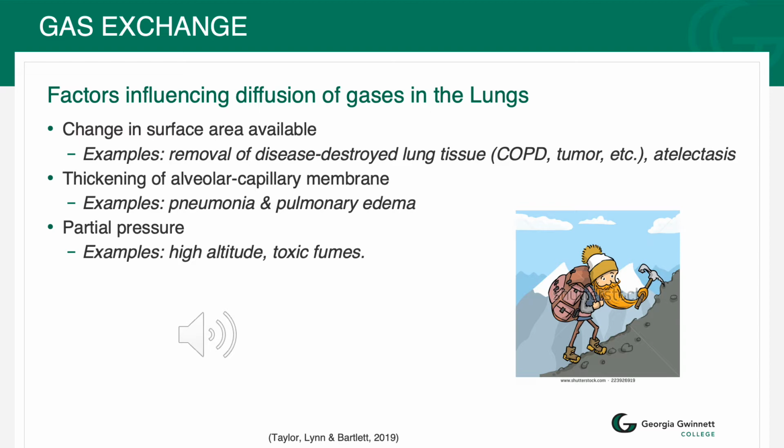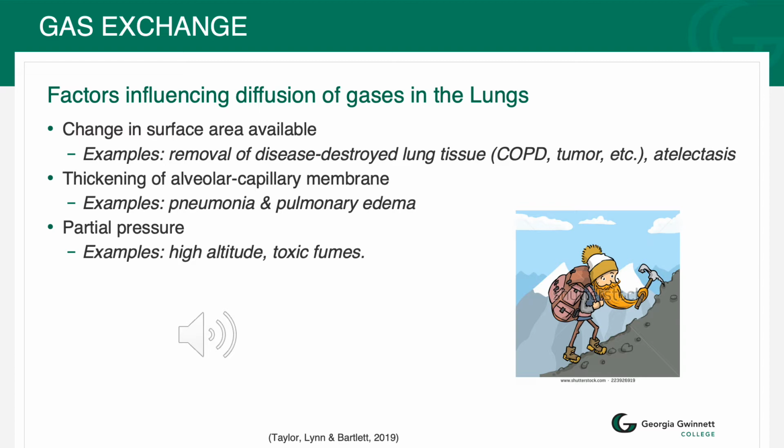The second factor would be thickening of that membrane. That alveolar capillary membrane can be thickened by things like an infection. If there's pneumonia in the lung, there can be thick secretions that will impair that gas exchange. Pulmonary edema is another example of where you might have a thickened membrane and the gas exchange is not as efficient. What happens with pulmonary edema is the fluid backs up from the heart to the lungs and causes those membranes to thicken, and it's not as efficient.